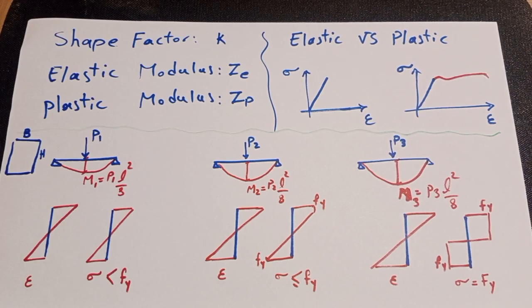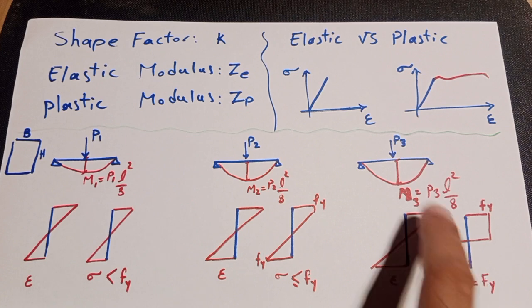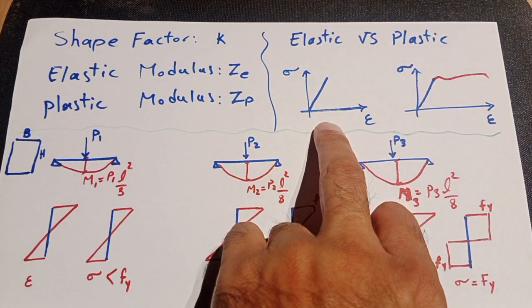Hello everyone. Today I want to talk about the shape factor and the elastic and plastic section modulus. We call shape factor K, elastic modulus Ze, and plastic modulus Zp. I'm trying to explain in very simple words, and after all I will show how to calculate K for a solid rectangle section. Here we have a stress strain curve.